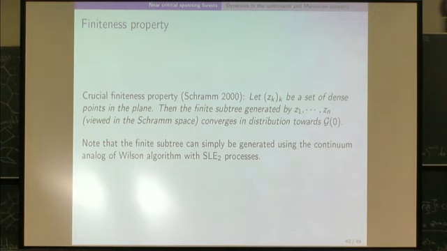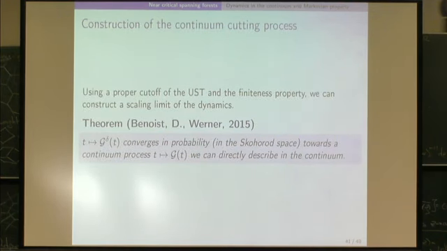It's a very nice result, because we can generate the finite subtrees simply by using the continuum analogue of Wilson's algorithm, with SLE2 processes instead of loop-erased random walk. And thanks to this result, and also thanks to the conjecture about the convergence of loop-erased random walk towards SLE2 for the parametrization, we can prove that our discrete object converges towards a continuum process that we can describe directly in the continuum, just by cutting the continuous branches.